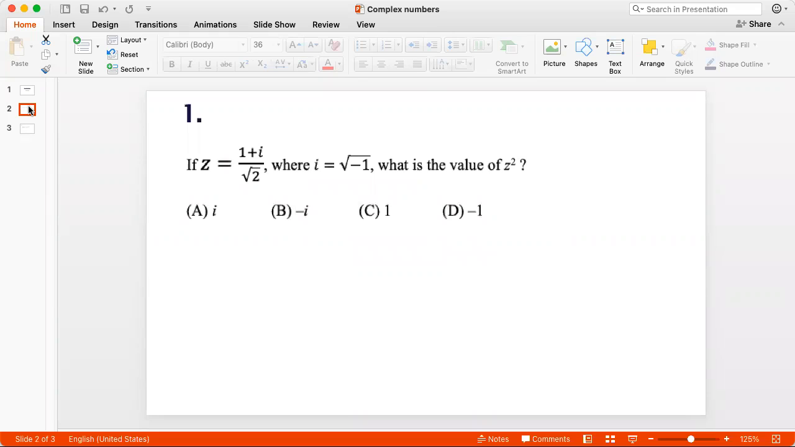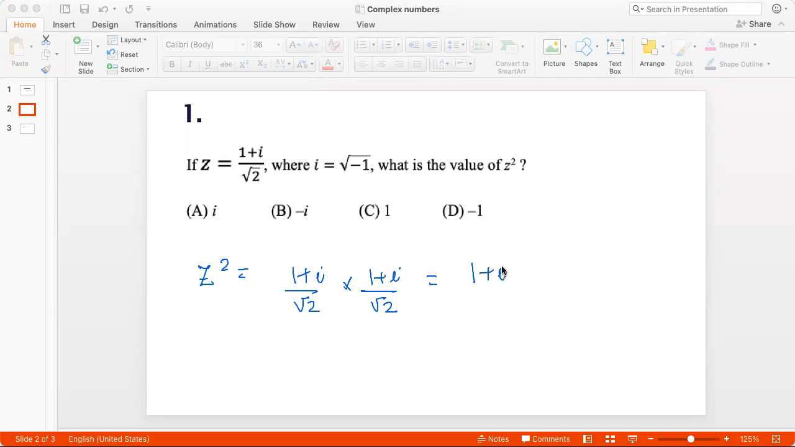Question 1. If z is equal to (1 plus i) divided by root 2, where i is the square root of minus 1, what is the value of z squared? So we can write z squared as (1 plus i) divided by root 2 multiplied by (1 plus i) divided by root 2, which becomes (1 plus i) the whole squared divided by 2.